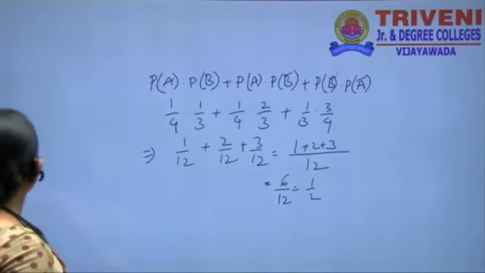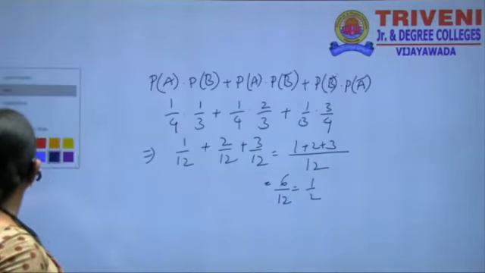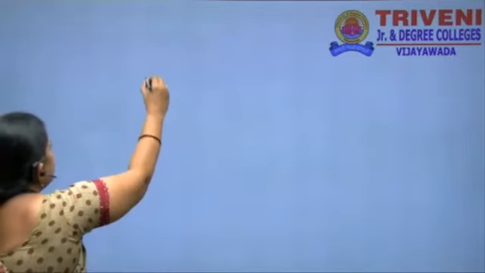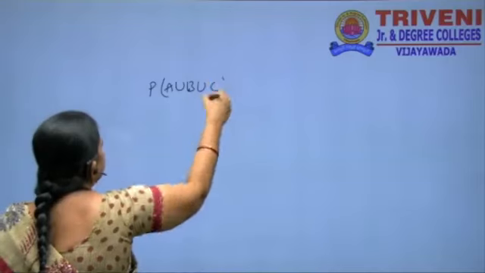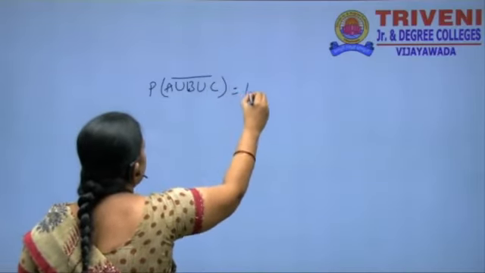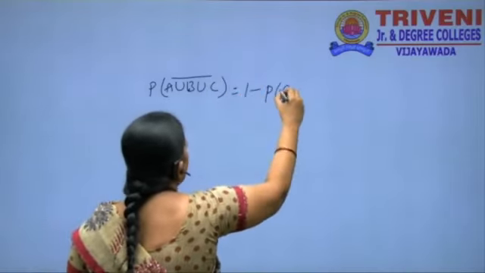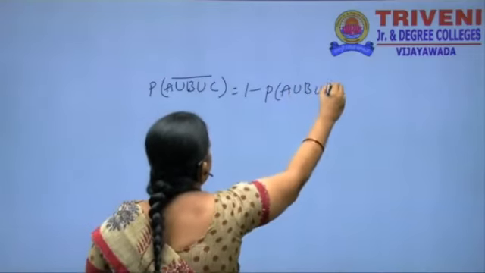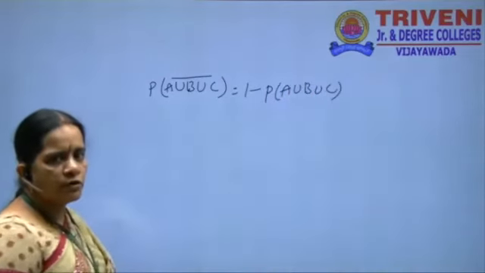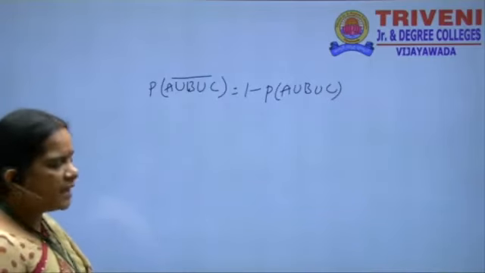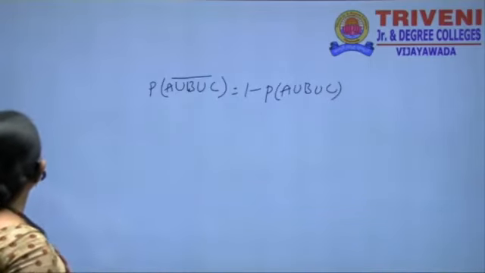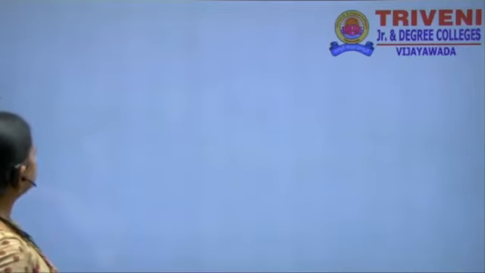Okay, this problem we have to show in another way: P of (A union B union C) whole bar is equal to 1 minus P of (A union B union C). Like this also you have to prove this one, substituting the values of P of A, P of B and P of C. Okay, and then we are going to the next one.